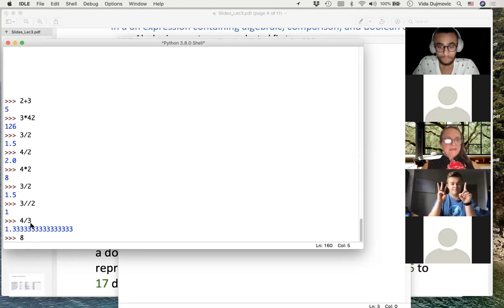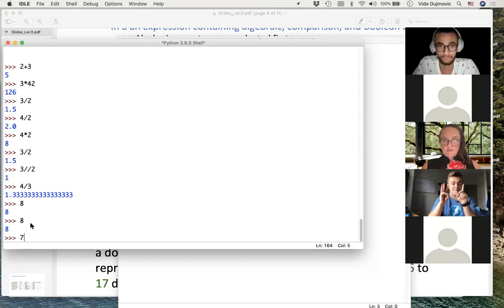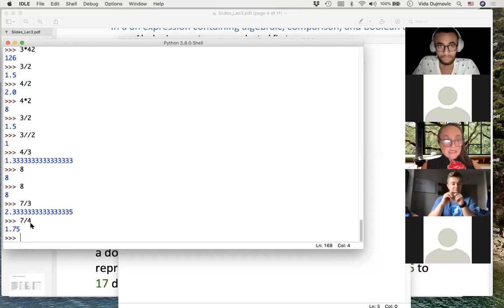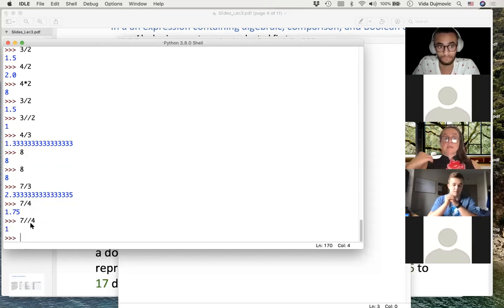Okay, 7 divided by 4. Okay, this one. 7 integer division 4. What I wanted to demonstrate is that it's not like a round. It's not going to go to the closest integer. It really cuts off decimal places. You get that it's 1. Okay, so when you're using integer division, if 2 numbers are actually not divisible, there is a remainder.